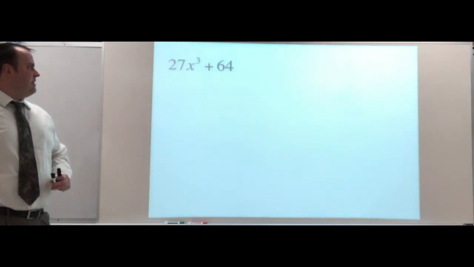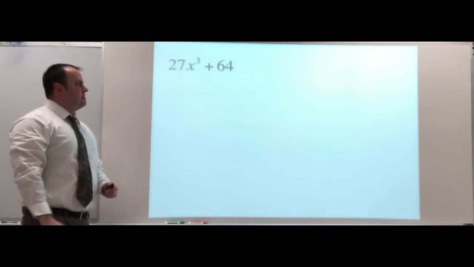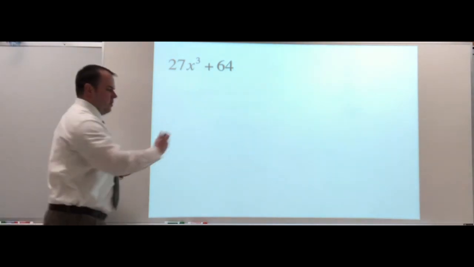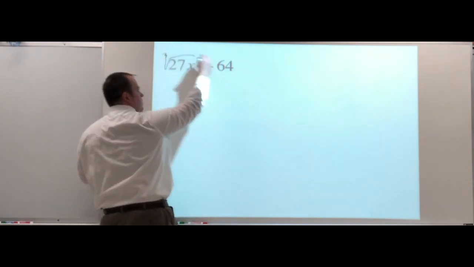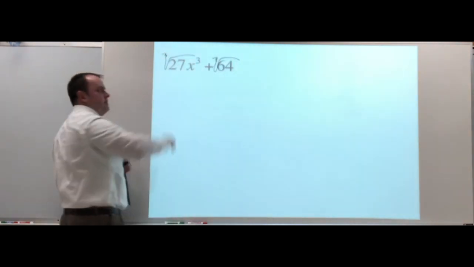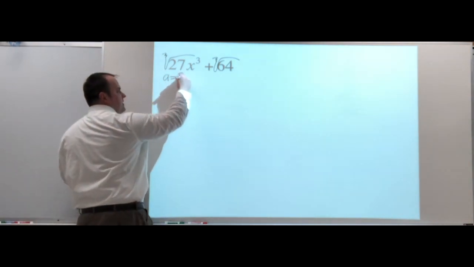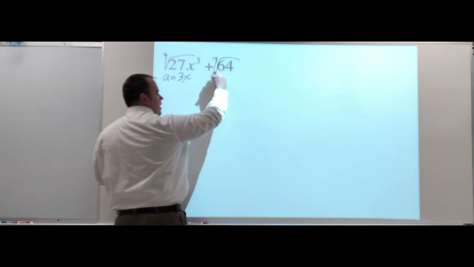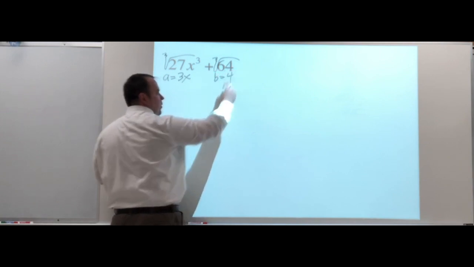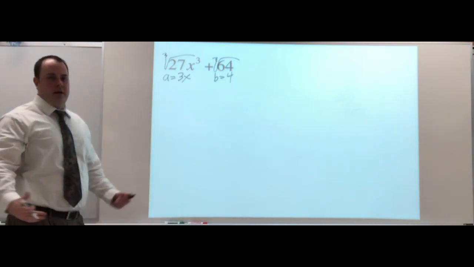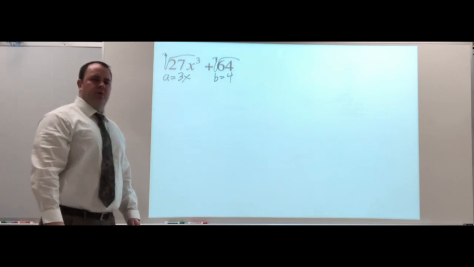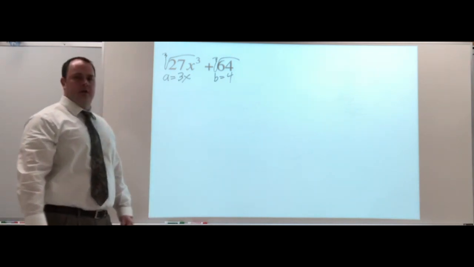Here we have 27x cubed plus 64. So I'm going to start off again with the cube root. Be careful this time with the cube root. Make sure you take the cube root of 27. Your a is 3x. Our b is going to be 4. Again, you guys have calculators, use them, but you're going to want to become familiar with your perfect cubes. It's just going to make your life a little easier.